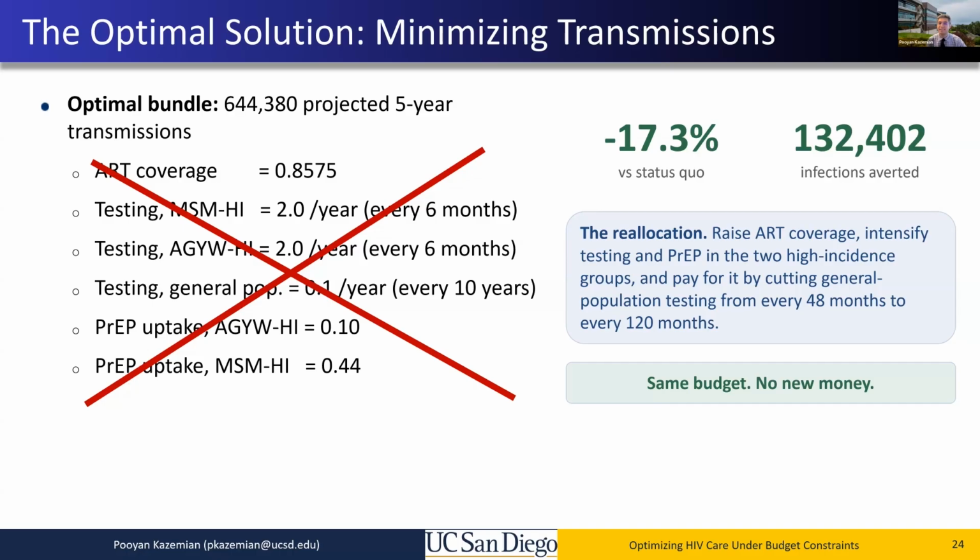But I can give you a second bundle of care that is very different from this one and still results in almost the same number of transmissions. And then I can give you a third bundle of care, which is very different from the first two, but results in almost the same number of transmissions. So reporting only one solution as the winner, as the optimal solution, is misleading. And this is what I'm going to also show you via an example in a couple of slides.